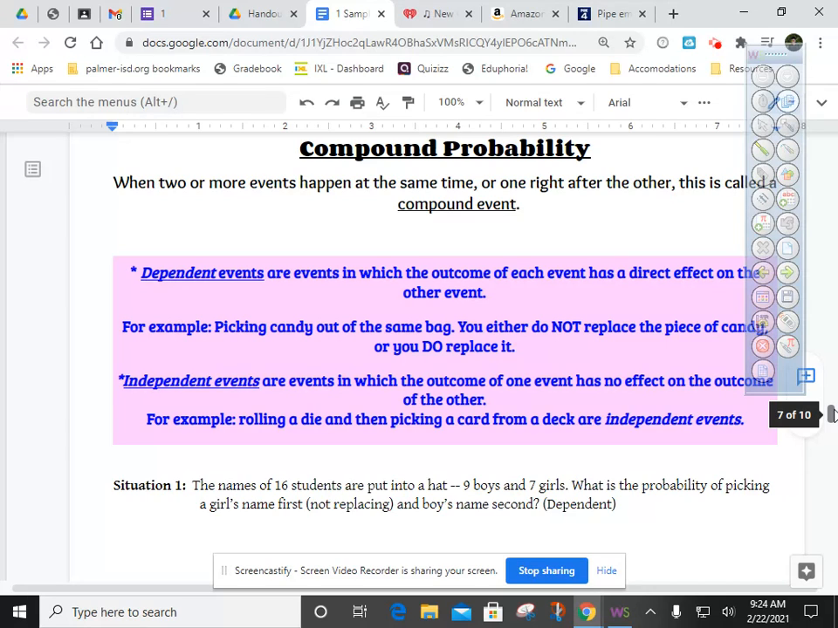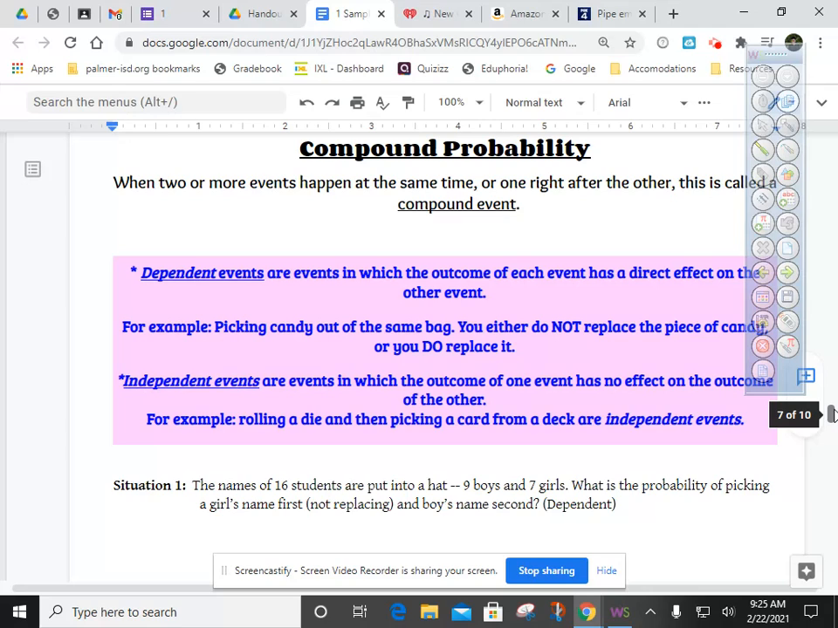What does it mean if an event is dependent? Please don't read it to me. What do you think it means? It's by itself. What do you think, Maddie? They can do it on their own. Yeah, on your own. Well, dependent's not on your own. Independence is on your own. What do you think a dependent event is? Relying on a single event.